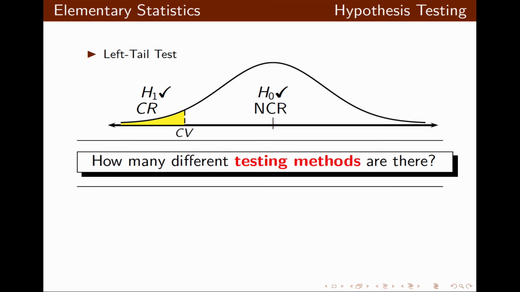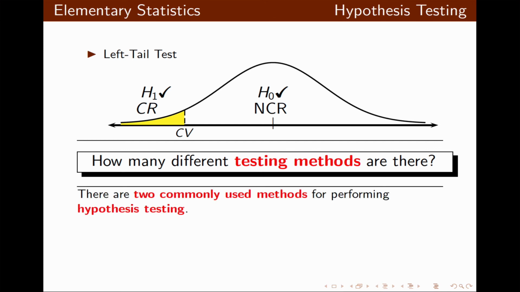Now let's talk about testing methods. There are 2 commonly used methods when doing hypothesis testing: traditional method and the p-value method. Now, the conclusion by either method should be the same as the other method.